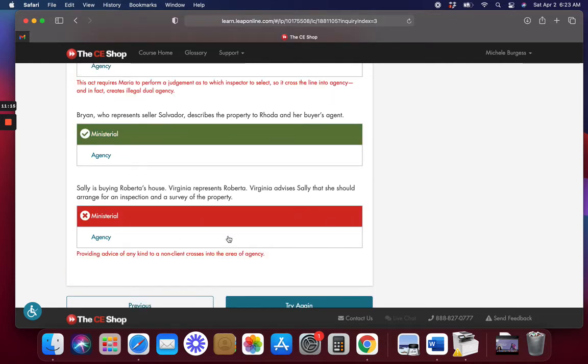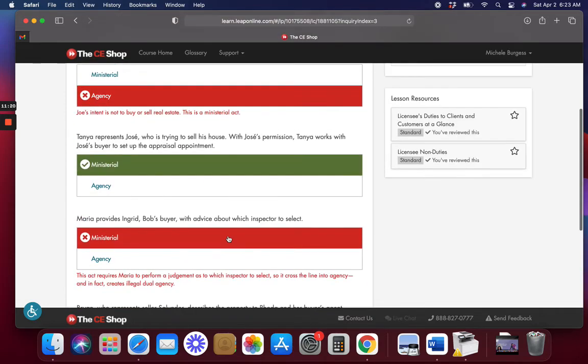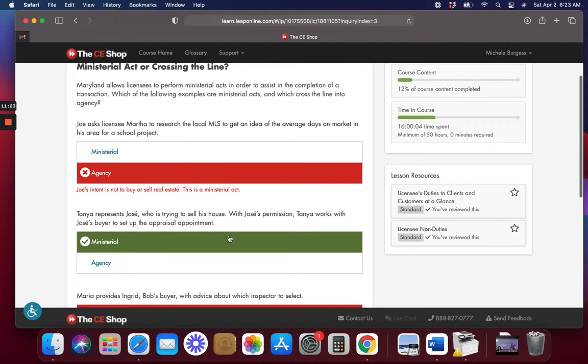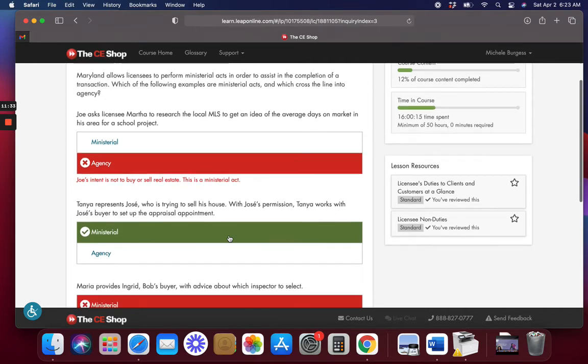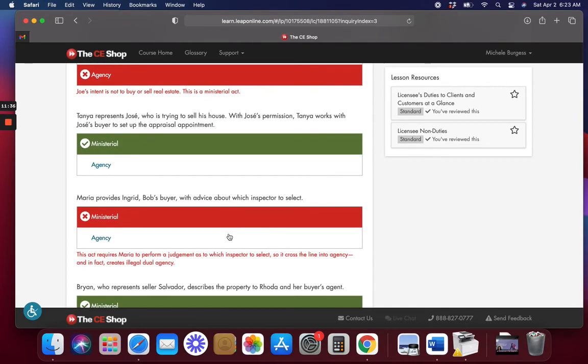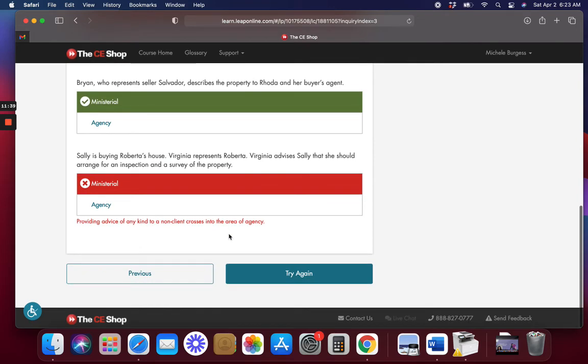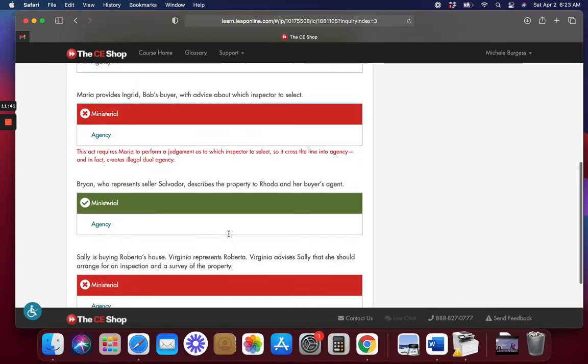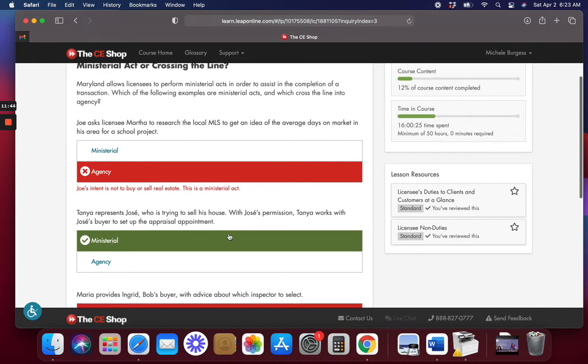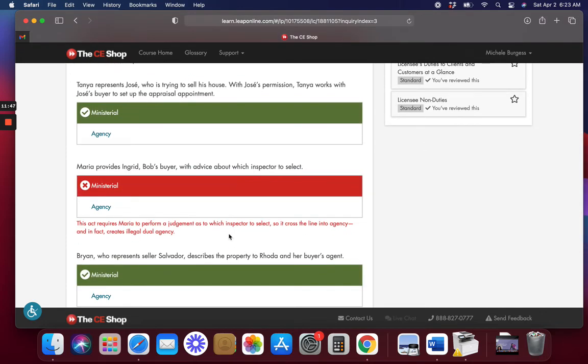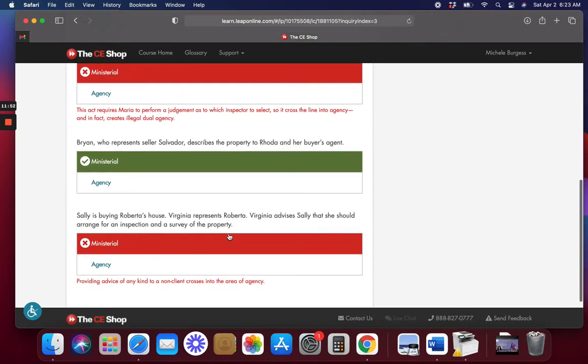No, okay. All right, providing advice of any kind to a non-client crosses the line. Oh my goodness, we got a lot of these wrong. Okay, apparently I'm not good at crossing the line, am I? Okay, Joe's intent is not to buy or sell real estate. This is a ministerial act, okay? Ministerial, agency. Apparently, you're not advised to give inspector advice.